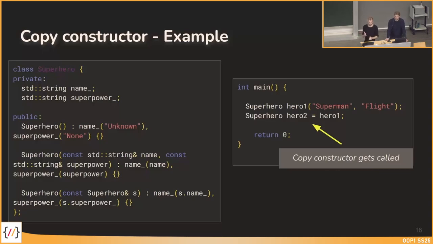Doing it like this, you can explicitly say, okay, the name should be set to the name and the superpower should be set to the superpower. And we will have classes with way more members in the future, and sometimes you have to do more than just copying. So it really makes sense to implement the copy constructor as soon as you know you will create copies of it.